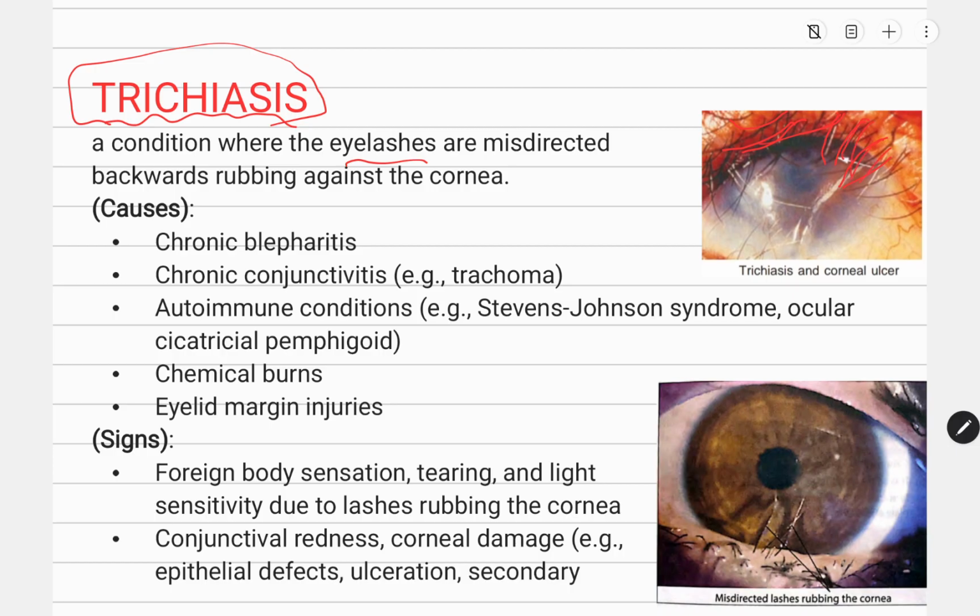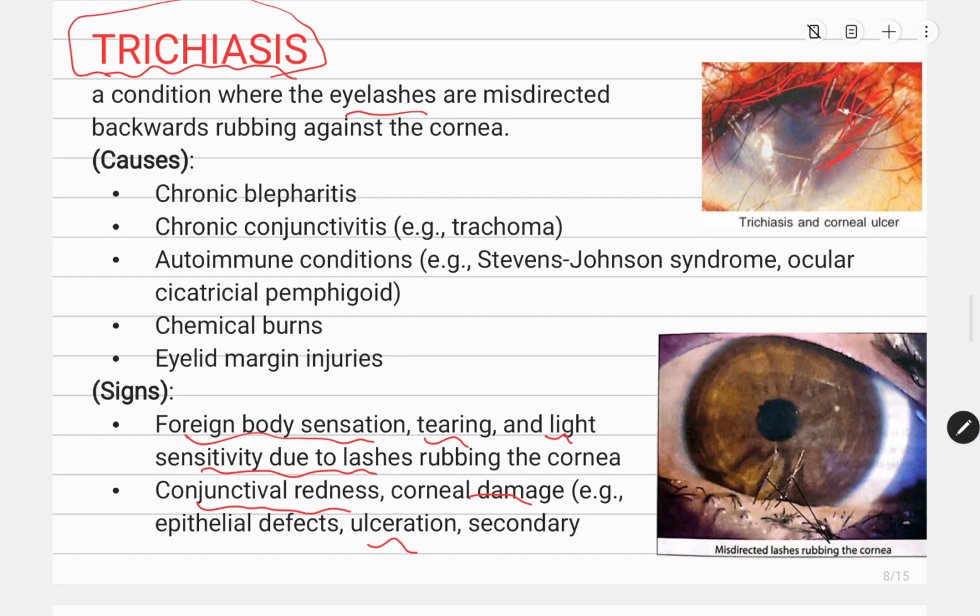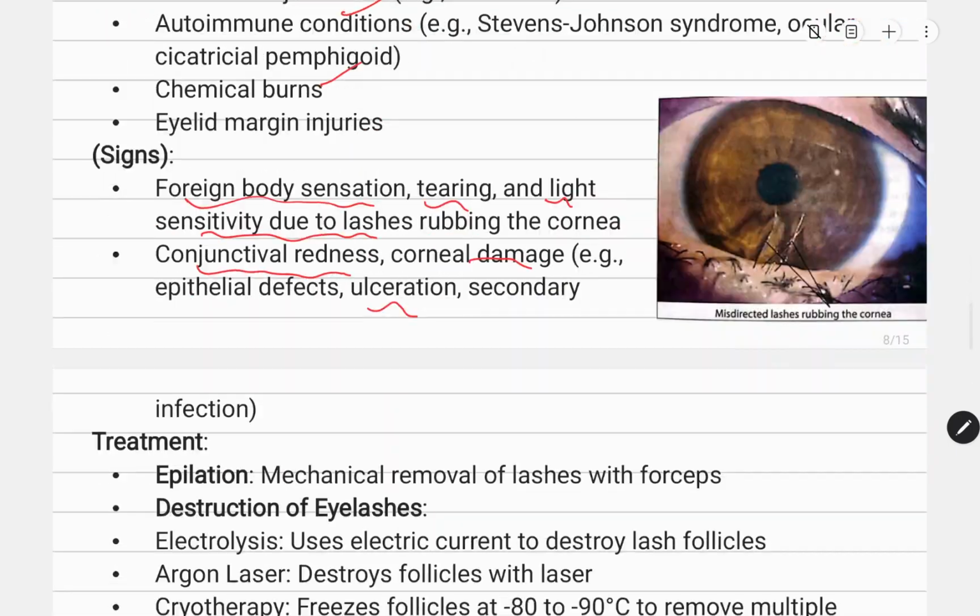So if they start moving inward, you can feel like a foreign body, there's staring, there's light sensitivity, because the lashes are rubbing your cornea. Okay, and there's conjunctival redness, there may be corneal damage, ulceration may occur. So in simple words, eyelashes moving inward to the eyes cause foreign body sensation and all of these symptoms. It may occur due to chronic blepharitis, chronic conjunctivitis, autoimmune conditions, or chemical burns.